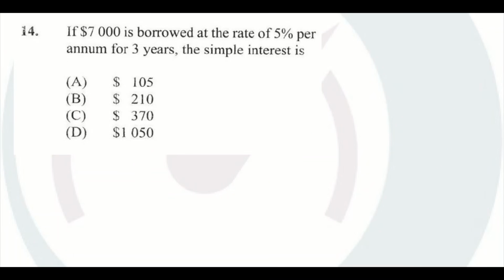Question 14. If $7,000 is borrowed at a rate of 5% per annum for 3 years, the simple interest is. Now we should know this by heart. So we have I, which is our simple interest, equals PRT over 100. There are many variations of the same thing. Use whichever one is comfortable to you. P stands for principal, R for rate, and T for time, which is in years.